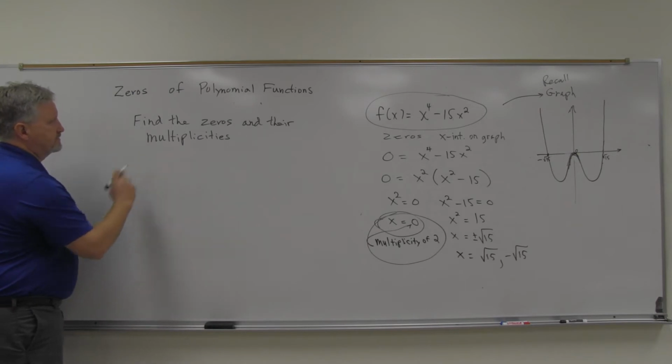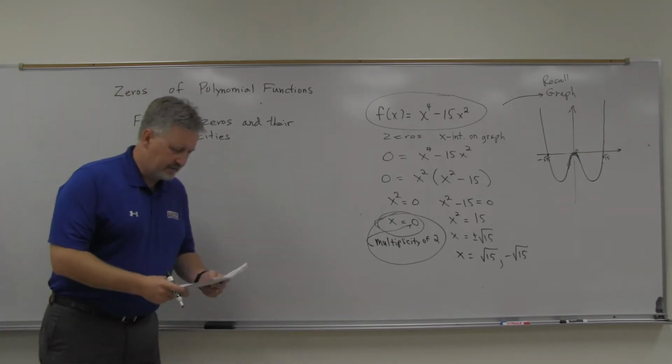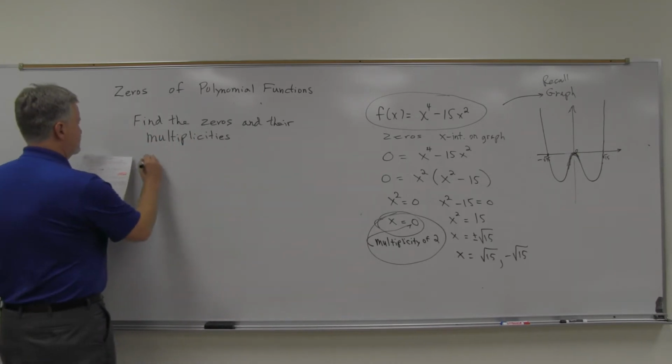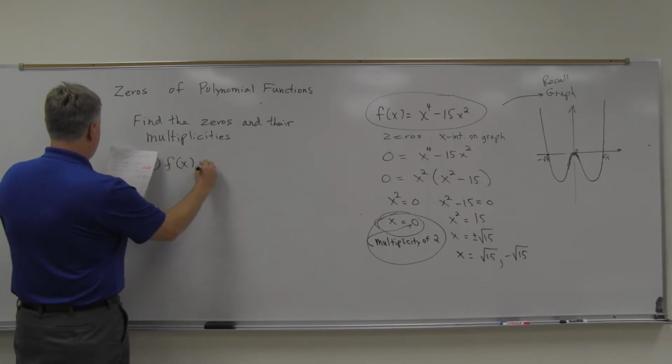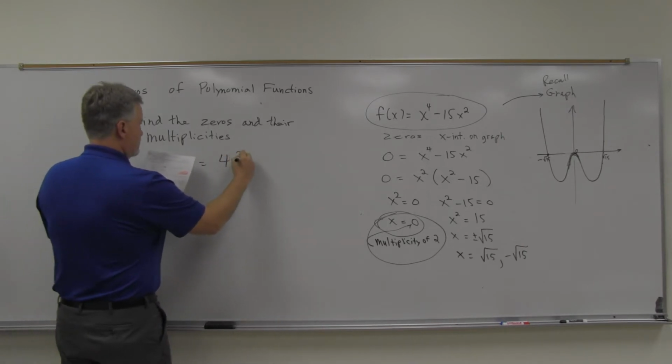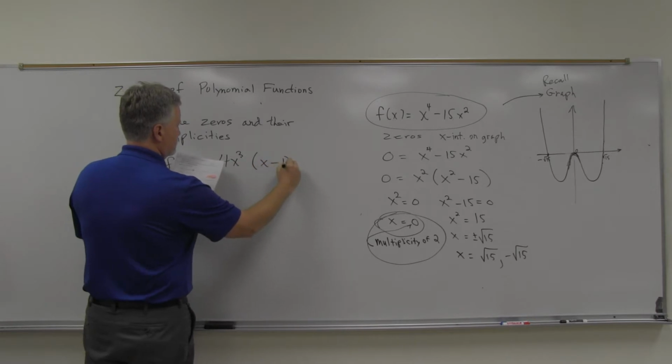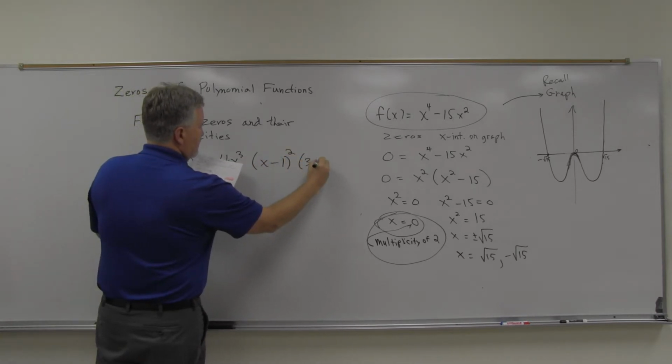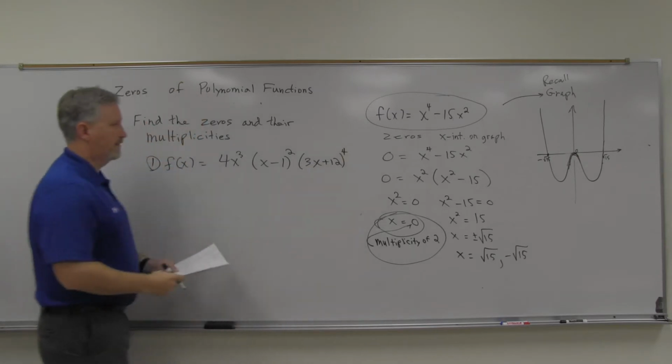Now, on back to this one. Find the zeros and their multiplicities. This first one is f of x equals 4x cubed times x minus 1 squared times 3x plus 12 to the fourth power.